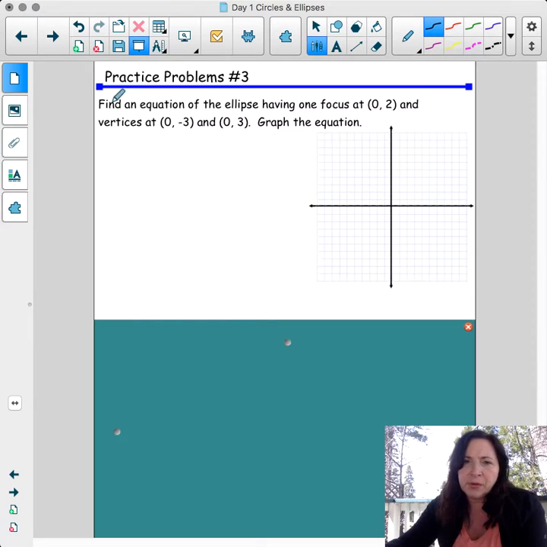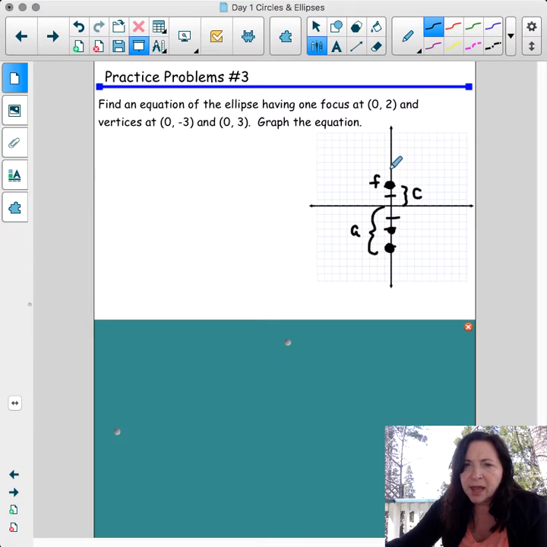So problem number 3 is find an equation of the ellipse that has one focus point at 0, 2. So I'm going to graph that. So 0, 2 is one focus point. There's my focus point. So down here, I'm going to have another one at 0, negative 2. My vertices are at 0, negative 3. So this is my A value. So from here to here is my A value. From here to here is my C value. And also 0, positive 3.